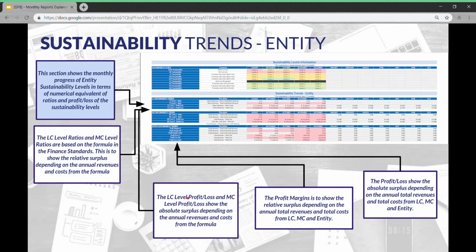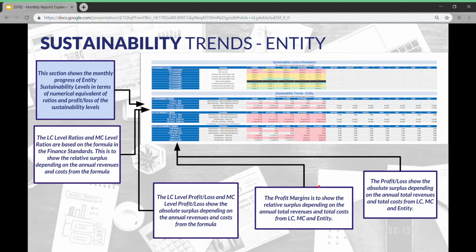Meanwhile, its comparative profit loss version shows the absolute surplus depending on the formula itself. So if we say level ratios, it's based on relative surplus. Meanwhile, if we say level profit loss, it's based on absolute surplus. That is based on LC and MC sustainability trends.